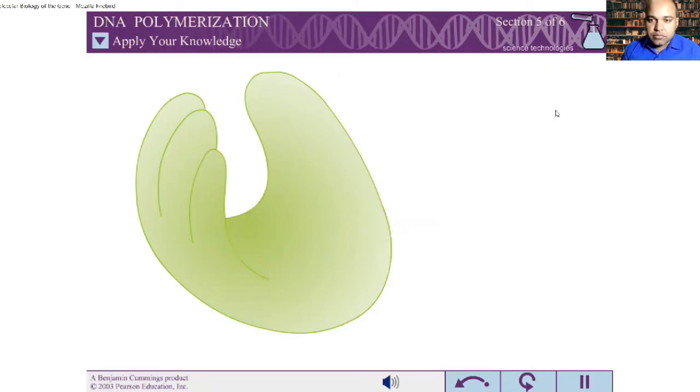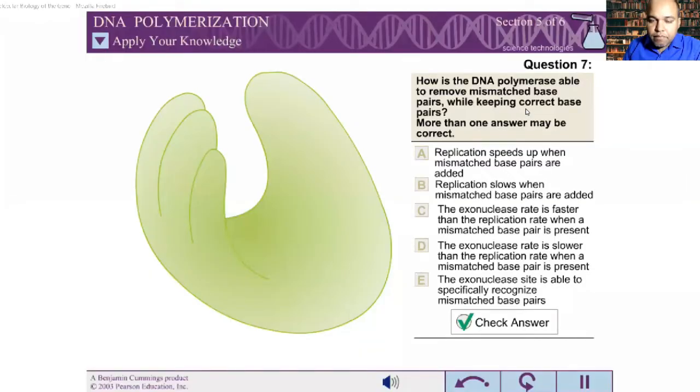Question 7. How is the DNA polymerase able to remove mismatched base pairs while keeping correct base pairs? More than one answer may be correct. How is the mismatch going to be removed? Replication is sped up when mismatched base pairs are added? No. Replication slows when mismatched base pairs are added? Yes, replication is slowed down when mismatched base pairs are added.